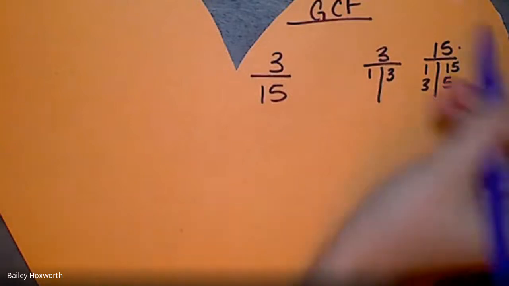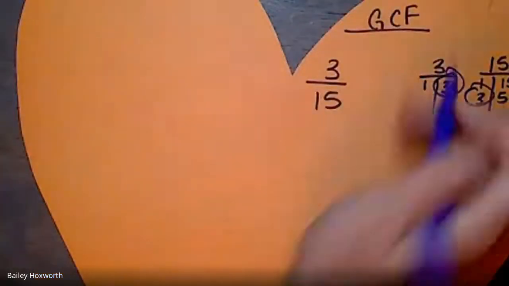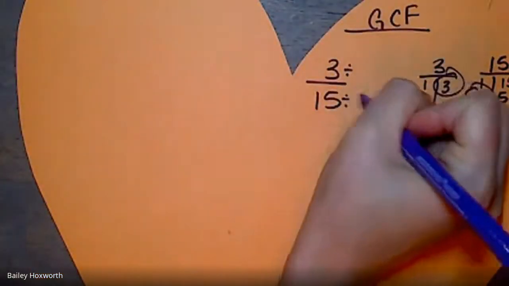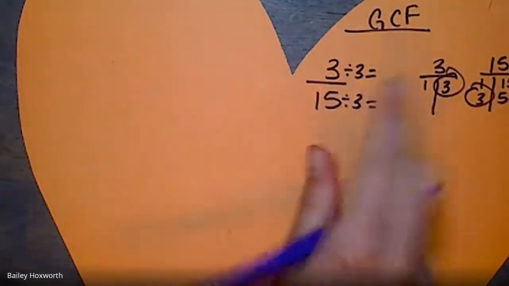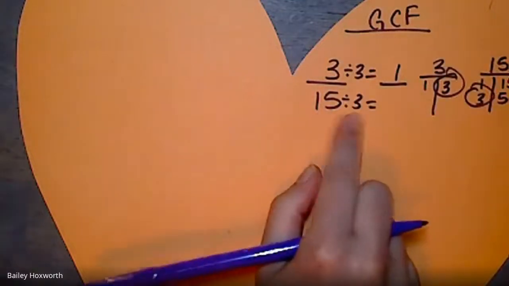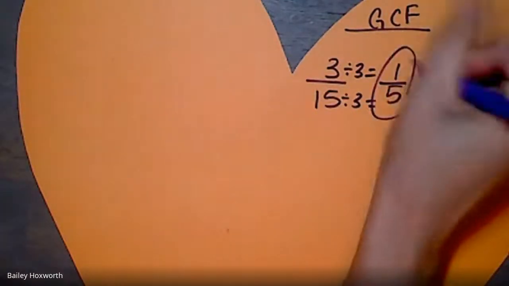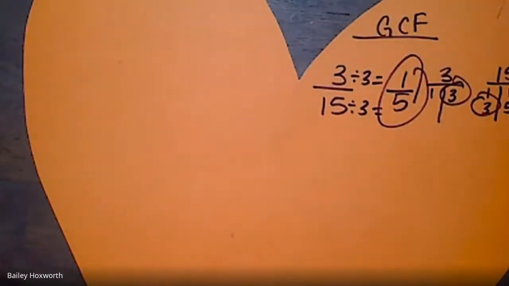My greatest common factor is 3, so that means that both the top and the bottom can be divided by 3. So 3 divided by 3 is 1. 15 divided by 3 is 5. So that means that 3/15 is equivalent to 1/5. So I want you to go back to your Google slide. And if you grab 3/15, you need to move that to one of the bubbles that is connected to 1/5.